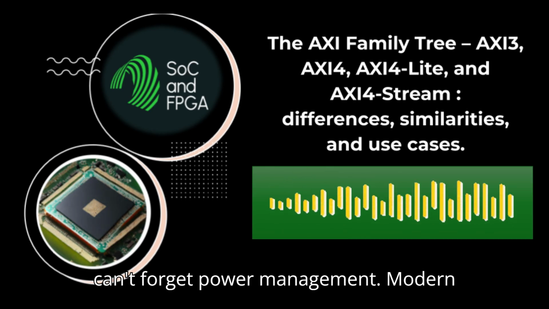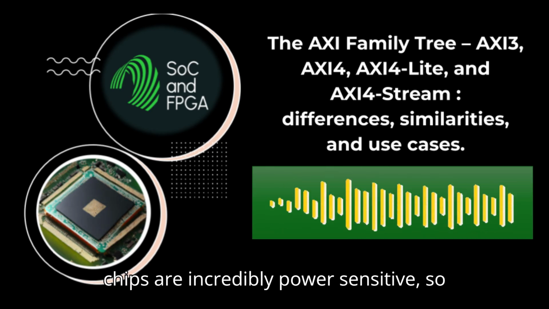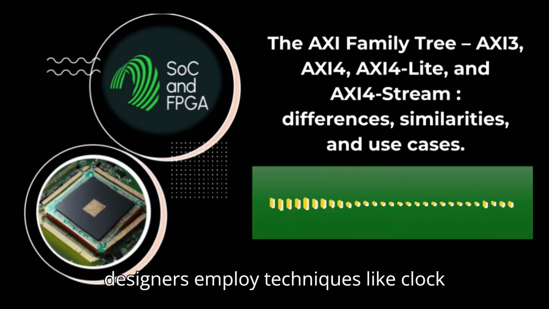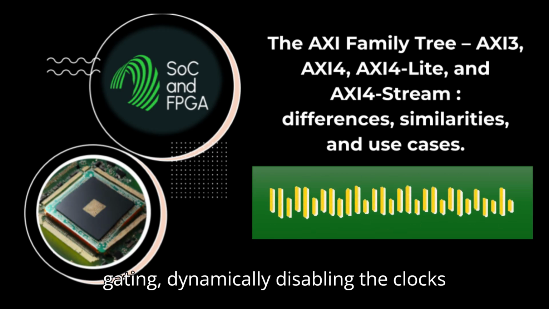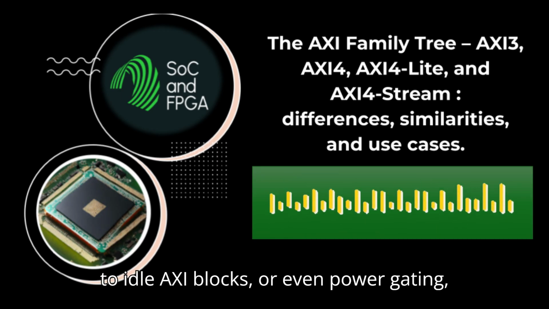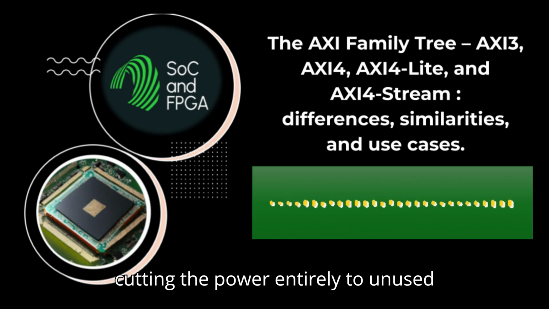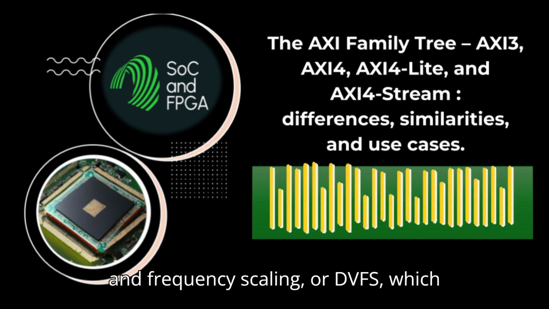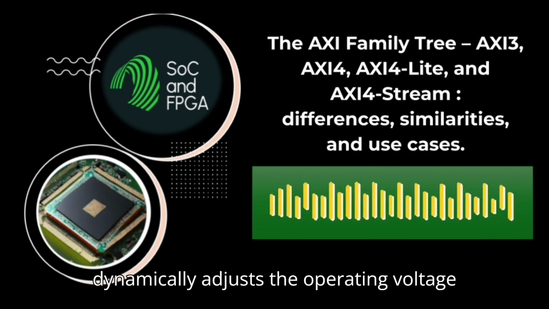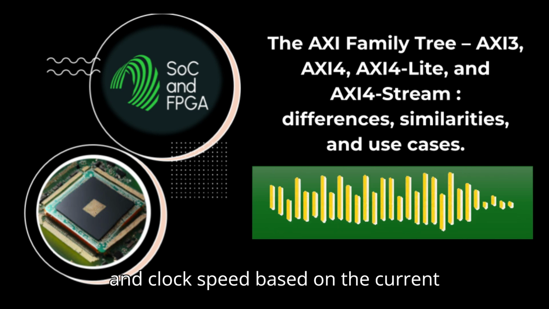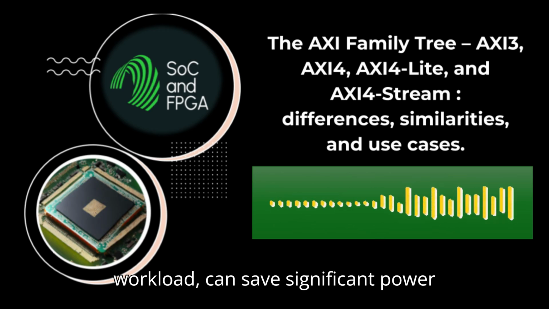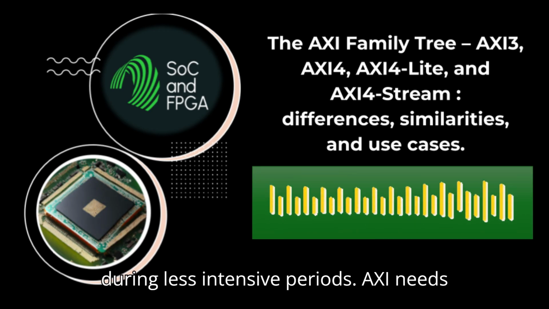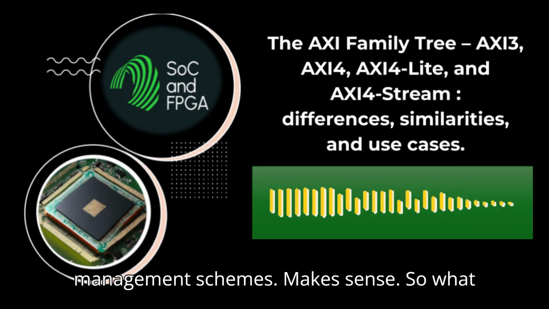And we can't forget power management. Modern chips are incredibly power sensitive, so designers employ techniques like clock gating, dynamically disabling the clocks to idle AXI blocks, or even power gating, cutting the power entirely to unused sections of the chip. And dynamic voltage and frequency scaling, or DVFS, which dynamically adjusts the operating voltage and clock speed based on the current workload, can save significant power during less intensive periods. AXI needs to work efficiently within these power management schemes.